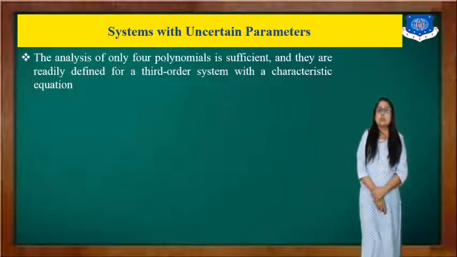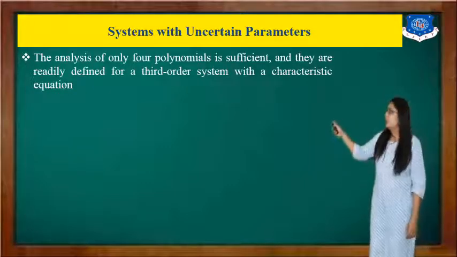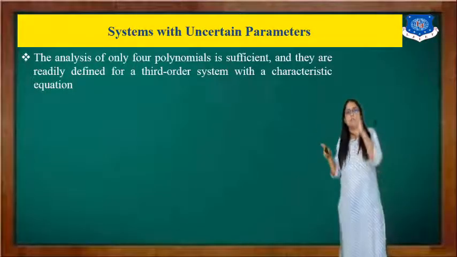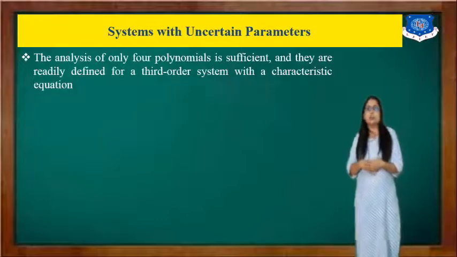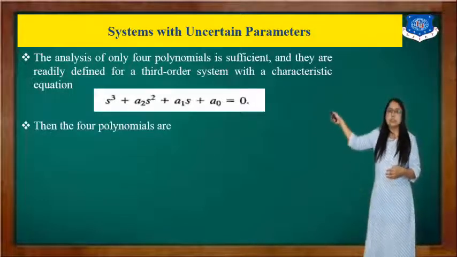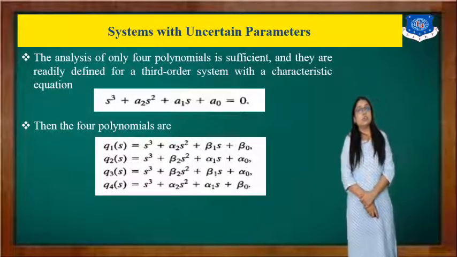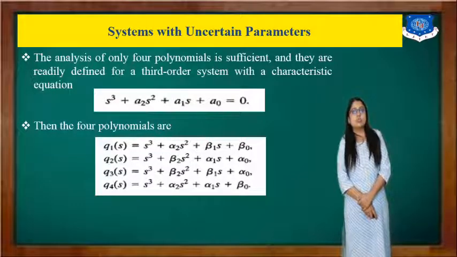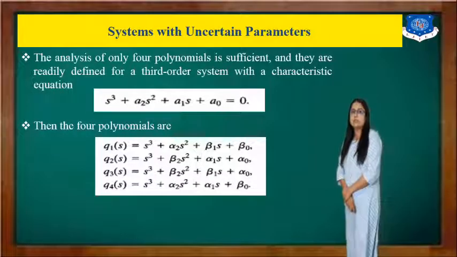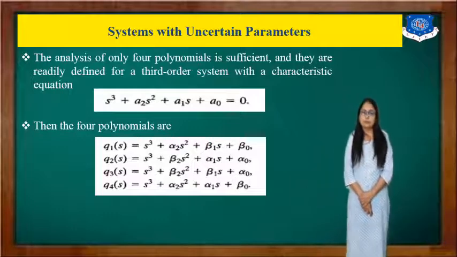So in the analysis, only 4 polynomials are sufficient and they are readily defined for the third order system. As I said earlier, for the third order system we have 4 ready-made polynomials. The characteristic equations are what? This is a third order system, and these are the polynomials that you need to examine. That is q1 of s equals s cube plus alpha 2 s squared plus beta 1 s plus beta 0. Likewise, there are q2 of s, q3 and q4.